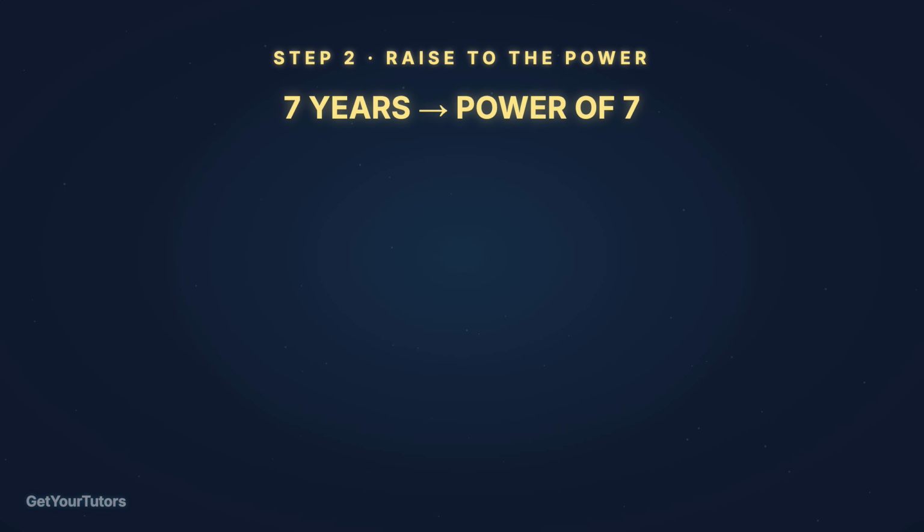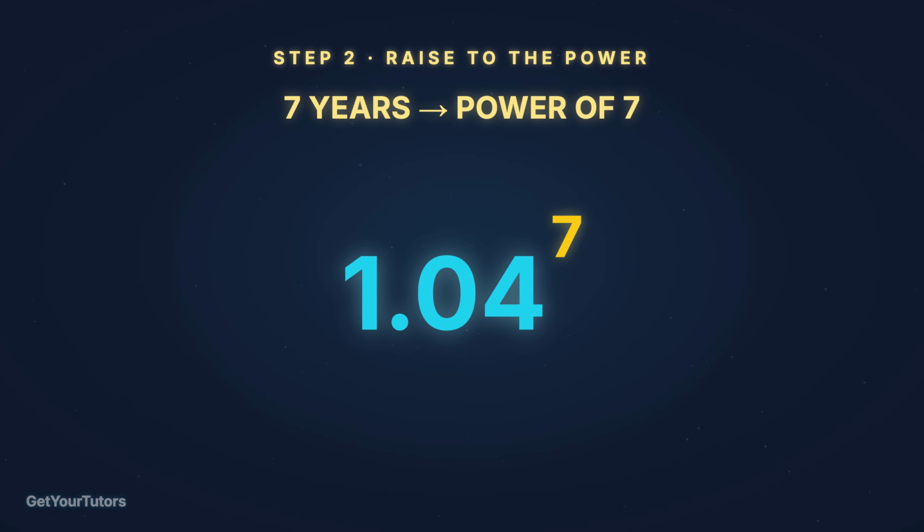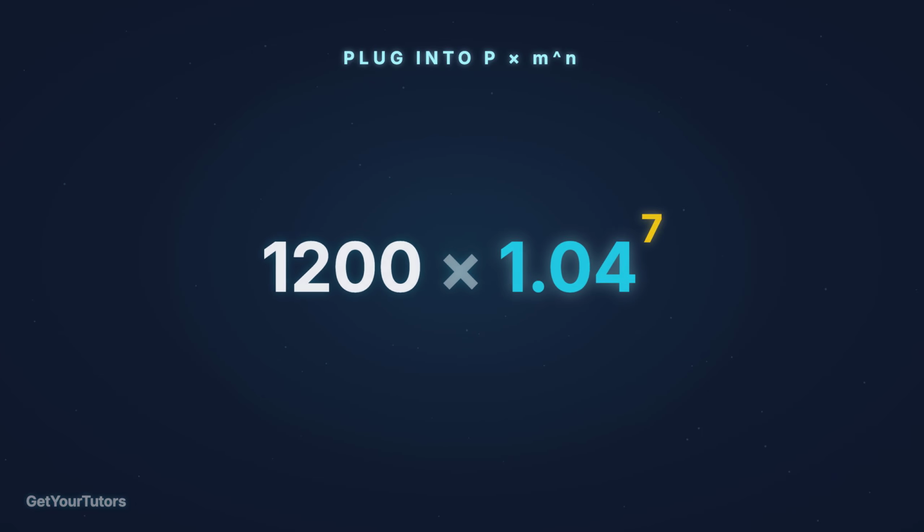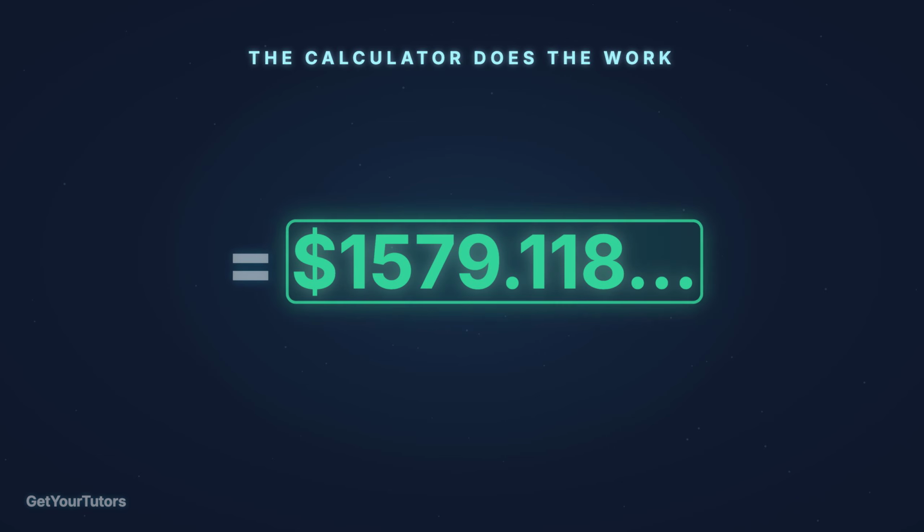Because the interest compounds for 7 years, we raise our multiplier to the power of 7. The golden examiner formula is the original amount, multiplied by the decimal multiplier to the power of n. Write this down right now. We plug the numbers in. 1,200 multiplied by 1.04, to the power of 7. Your calculator does all the heavy lifting.